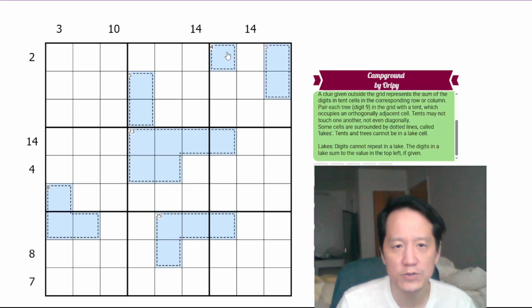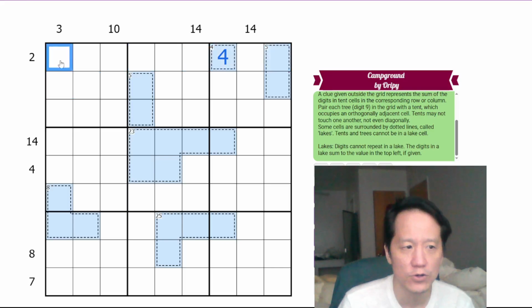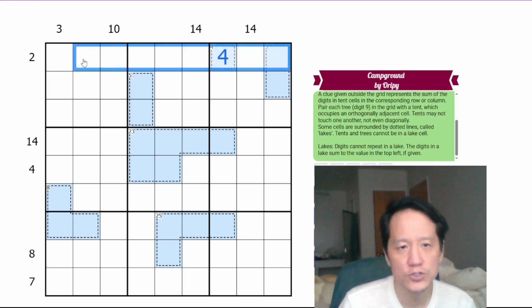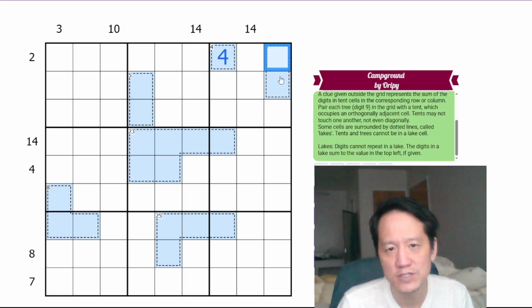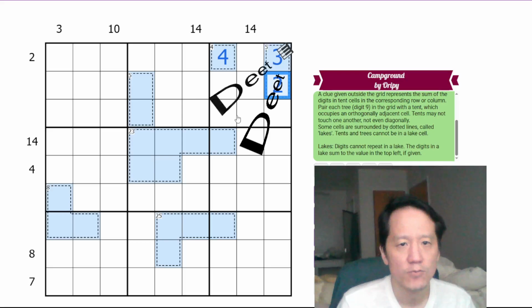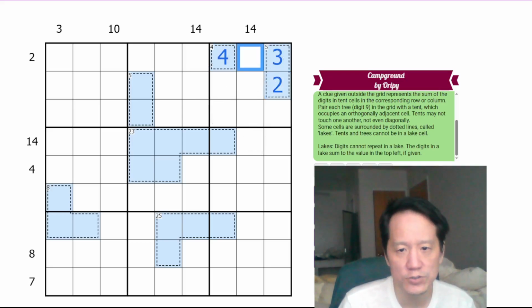Okay, so we know this adds up to 4. And these two digits add up to 5. So it cannot be 1, 4. It has to be 2 and 3. But we know in row 1, 2 has to be in a tent, and the tent can never be on a lake. So this has to be 3, this is 2, which means the tent is not here. So this cannot be a tent.